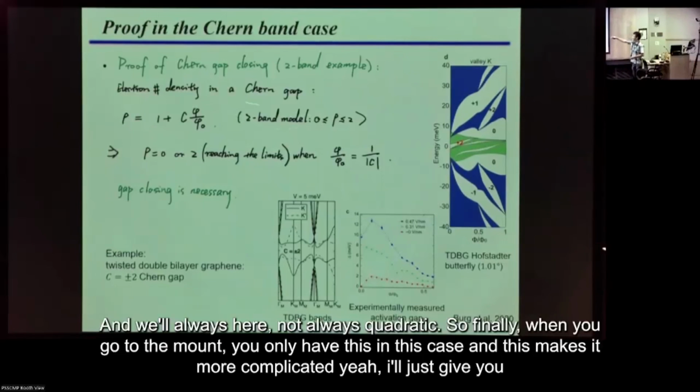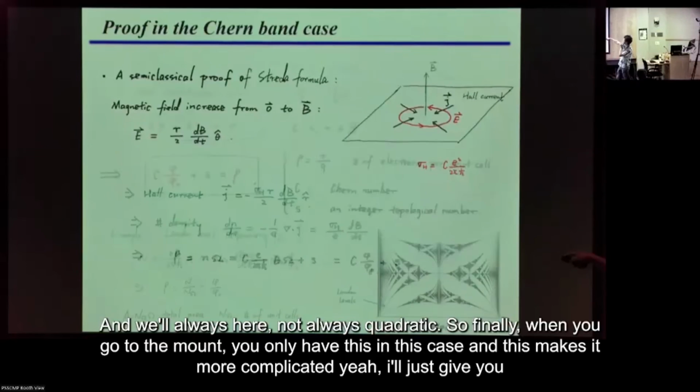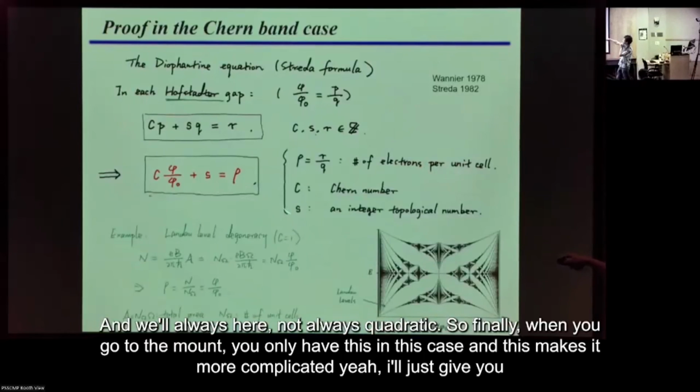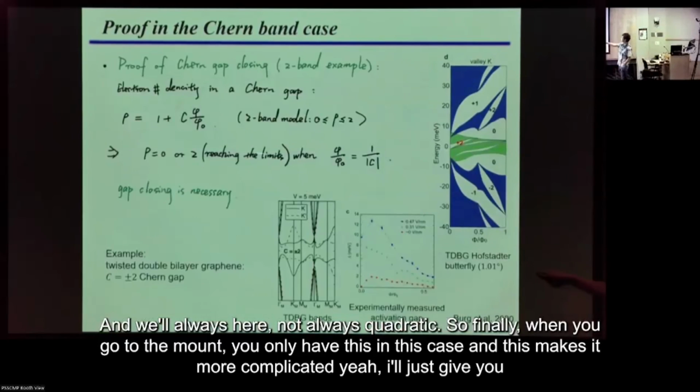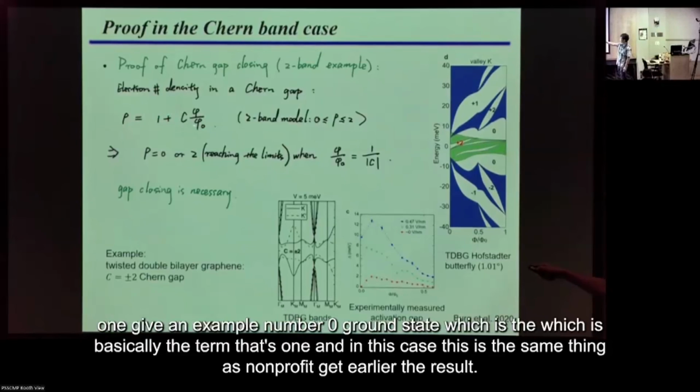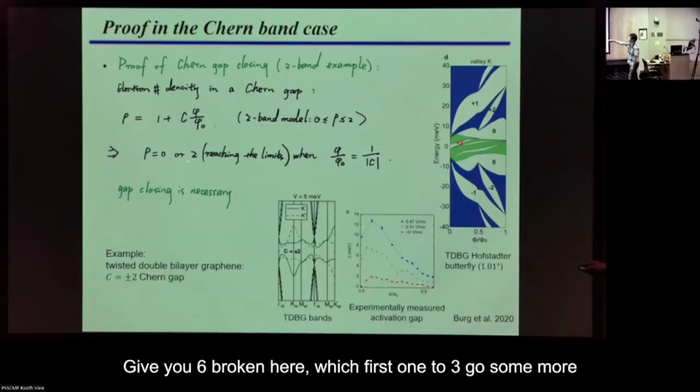Okay. So basically, the proof of the Chern gap closing is as follows. This is basically the Streda formula. For example, for 2 bands, if you're just occupying one band, this S here is the number of electrons you have at zero magnetic field. So in this case, if you're in the middle of 2 bands, you have 1 electron occupied. And this is your density per unit cell at zero field. And you will see that this rho, depending on the sign of C, of course, will reach 0 or 2, basically reach another integer number when your flux is 1 over C.